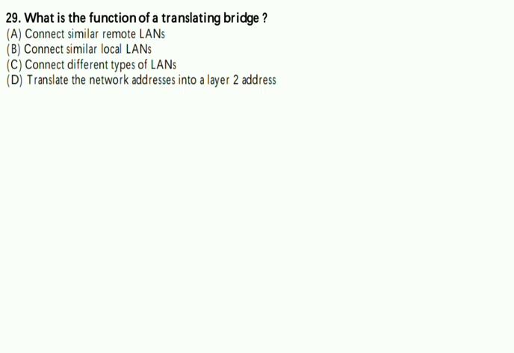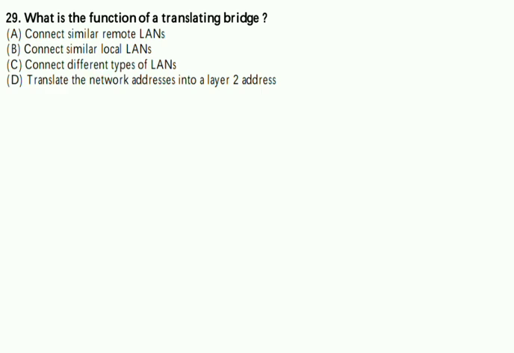Next, what is the function of a translating bridge? Connect similar remote LANs, connect similar local LANs, connect different types of LANs, or translate the network address into a layer 2 address. A translating bridge is a type of bridge that interconnects two different types of LAN protocols such as Ethernet and token bridges. Translating bridges are generally very complicated devices. So option C is the correct one. It will connect different types of LANs.